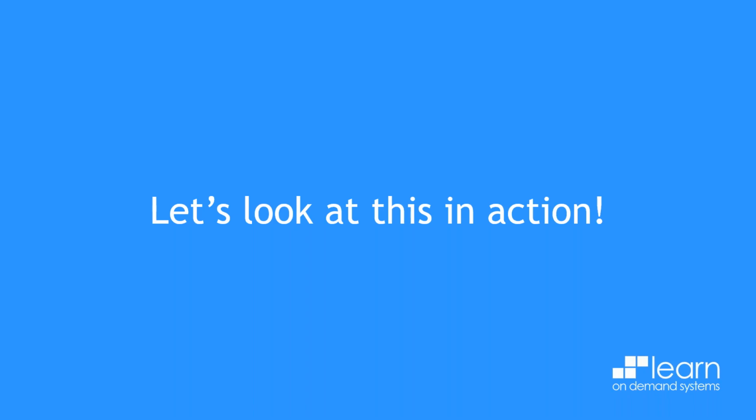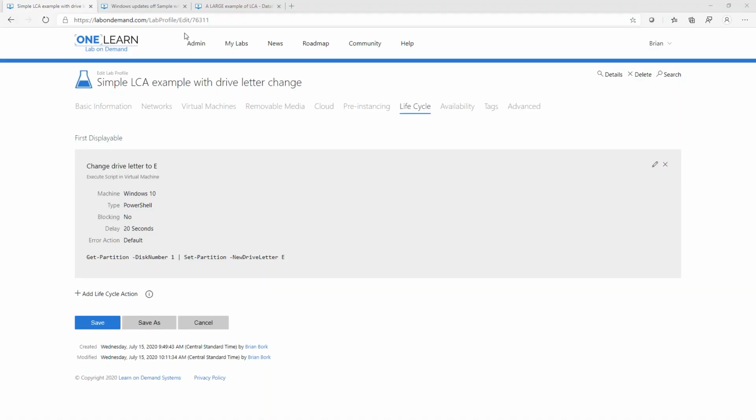I'm going to switch from my slides to my desktop, and we are going to be taking a look. I've already gone in and gotten to the pages where lifecycle actions actually take place. And you can see here that I have our first example, the one that we were talking about, which is changing a drive letter to E.